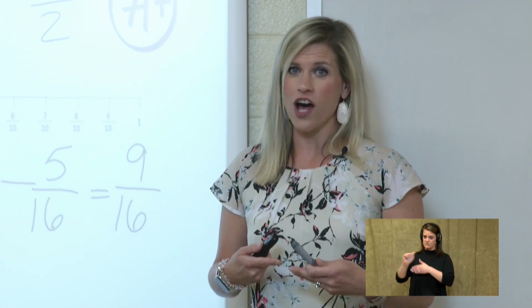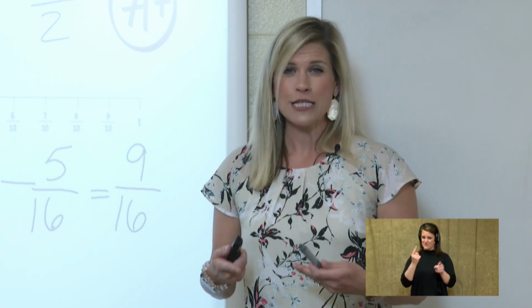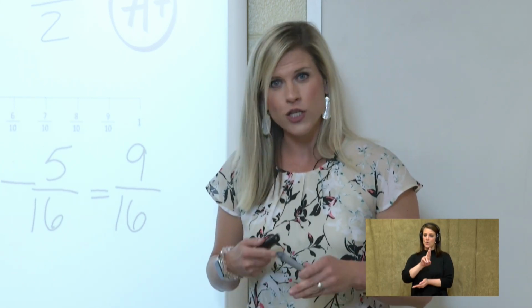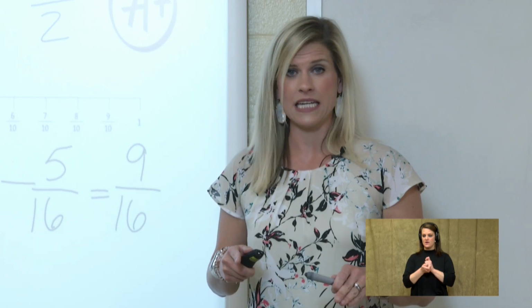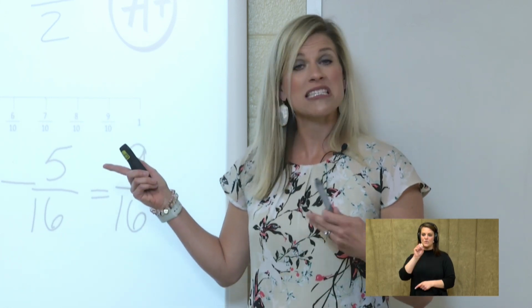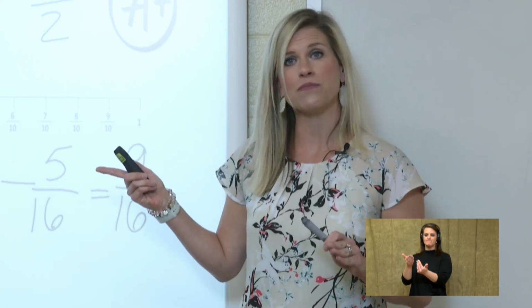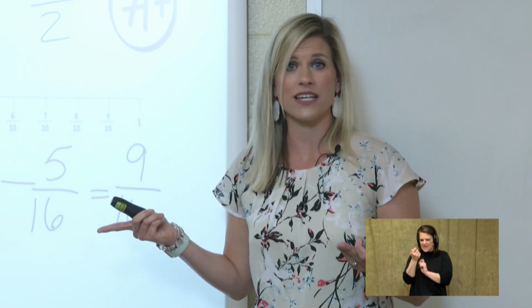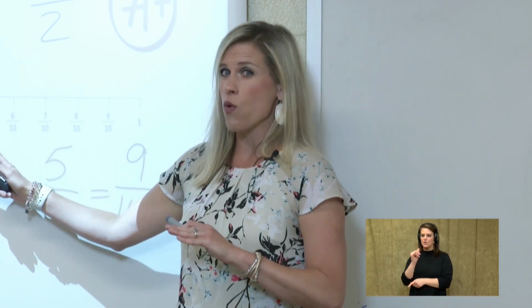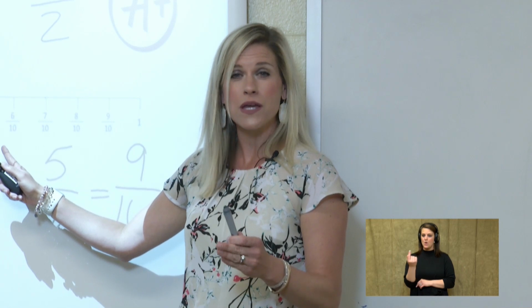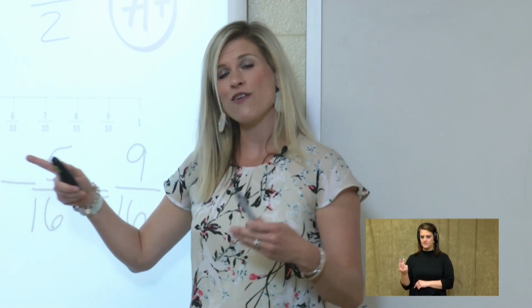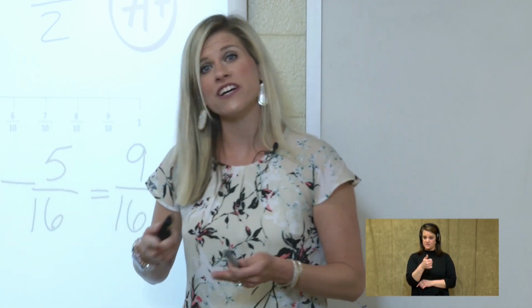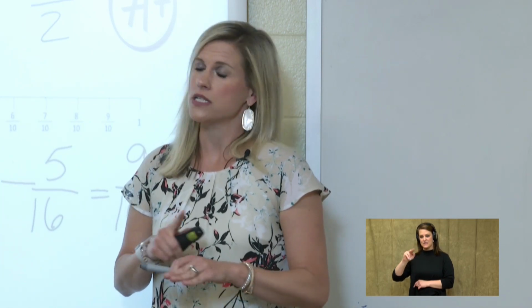$6 and $4 are very different. So if you reduce something, you change it completely. But if you make something more simple, it's not changed completely, it just looks a little bit different. 5/10, no matter what you do, will always be 1/2. So 5/10 simplified is 1/2, not reduced.